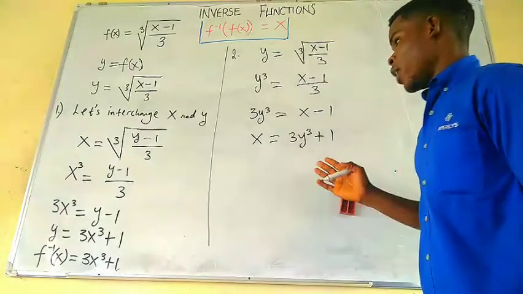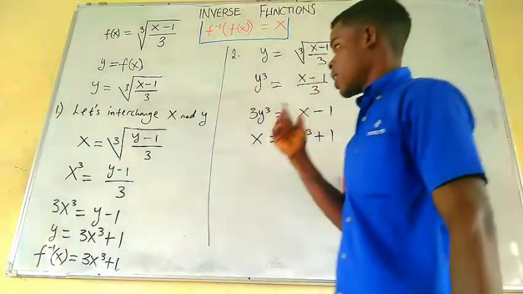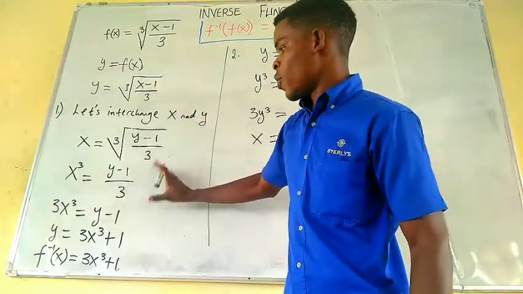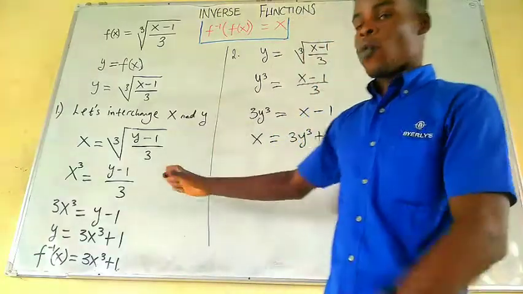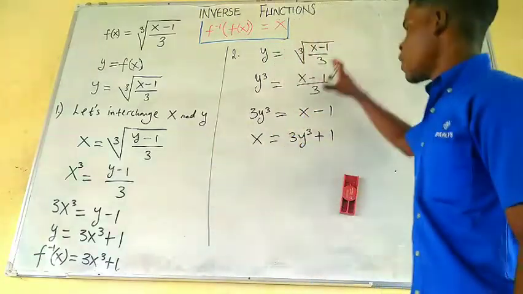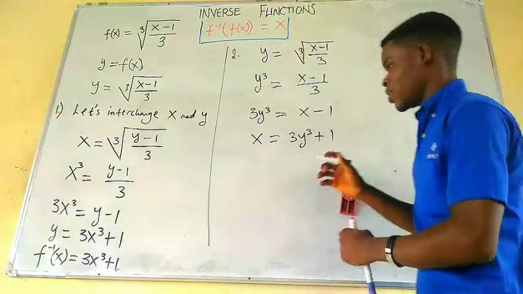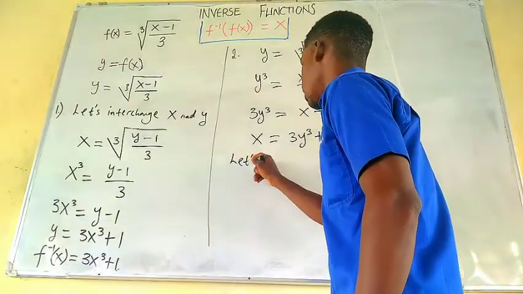Very nice. Well, the next thing is interchange x and y. Before we interchange x and y, we make y subject of formula. We make y subject of formula, and now we make x subject of formula, then we interchange x and y. You know, by interchanging, let me just write it down.